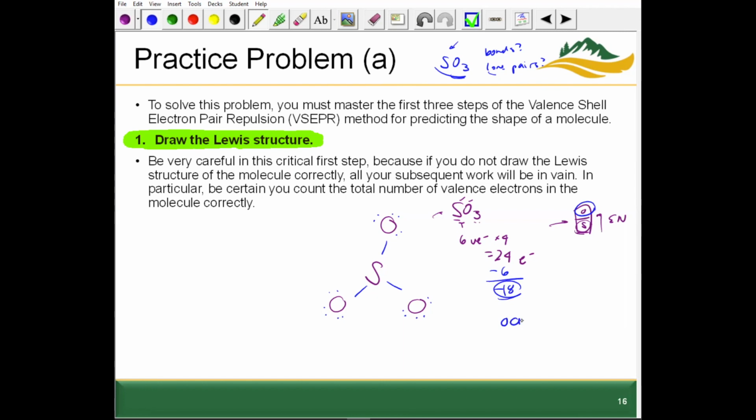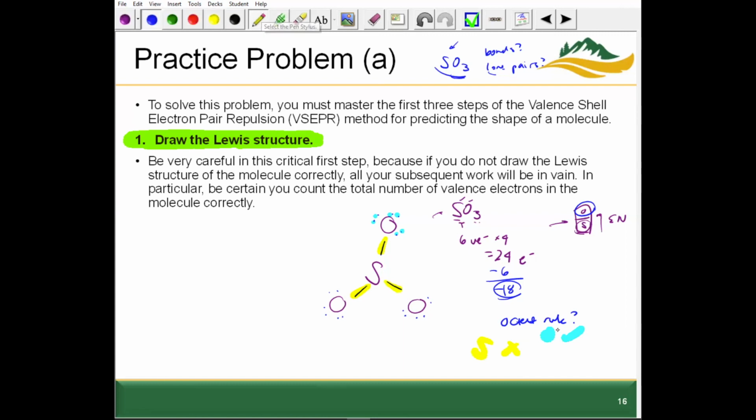Well, we need to check, is the octet rule fulfilled? Well, for each of the oxygens, 1, 2, 3, 4, 5, 6, 7, 8. So yes, for oxygen, the octet rule is satisfied. However, we need to check for sulfur too. For sulfur, we have 1, 2, 3, 4, 5, 6. For sulfur, no, the octet rule is not yet satisfied.